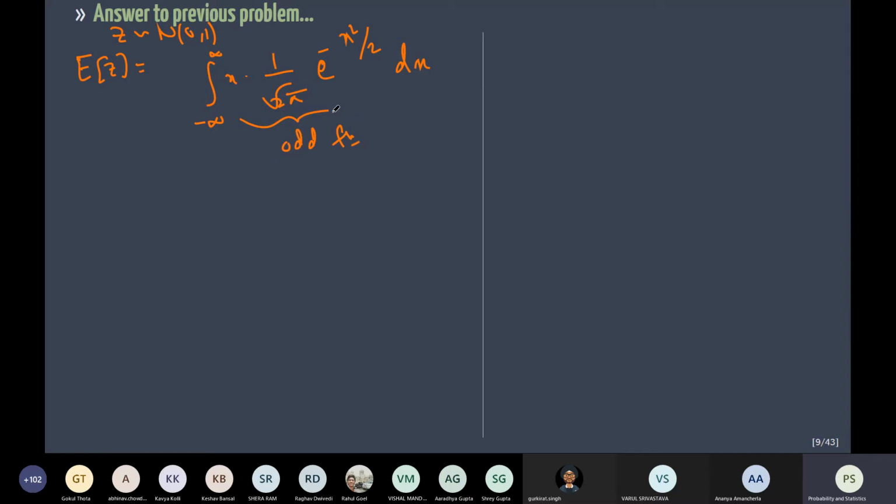Okay, odd function. Overall, this is an odd function, and symmetric about the y-axis. So this must be 0. Okay, so this is an odd function. So this is done, and then for variance we need expectation.